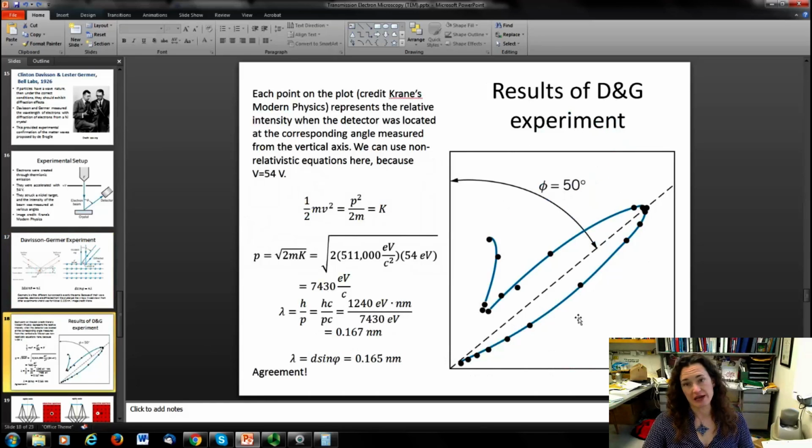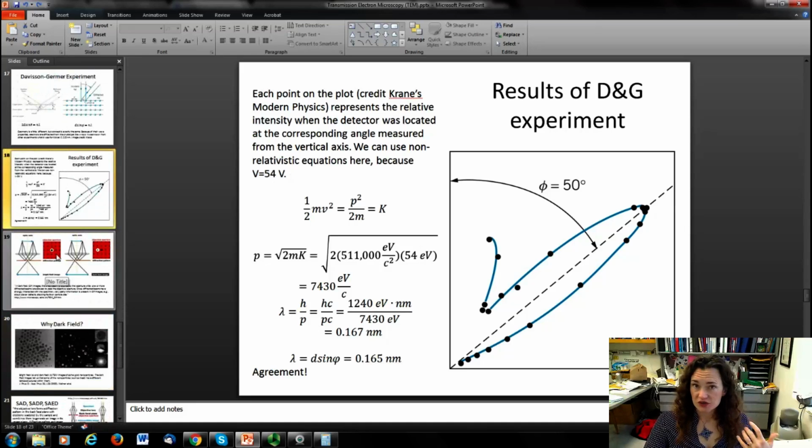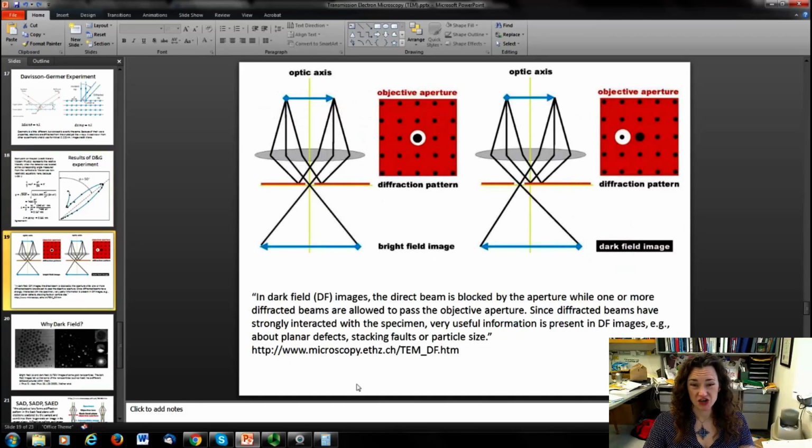And then here's their data. Okay, this is the intensity of the beam with angular position, and it predicted it and got beautiful experimental agreement. And all was right with the world. Electrons had a wave nature. All right, now, modern TEMs use this idea all the time, and they do it to generate something called a dark field image. All right, so this is the bright field image that I talked about before.